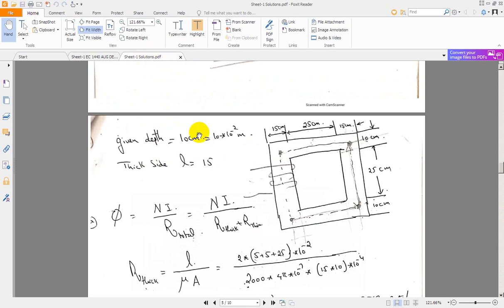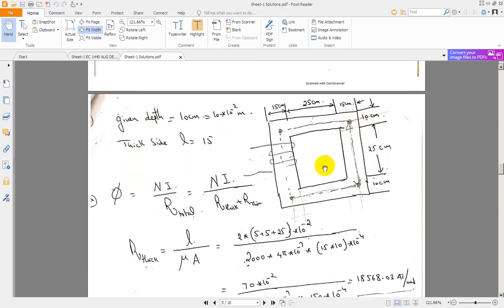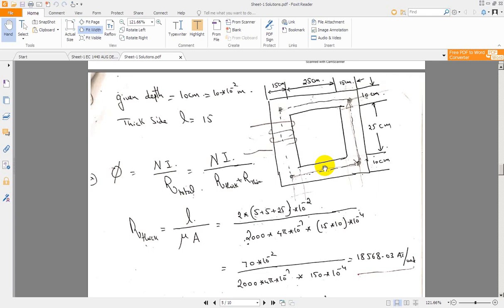If we go for the solution, the given depth is 10 centimeters. Converting into meters, the thickness of the thicker side is 15 centimeters, and the thickness of the thinner side is 10 centimeters. We classify two types of materials: one is the thicker side, the other is the thinner side.